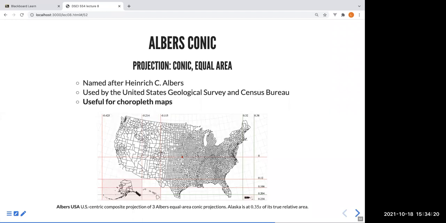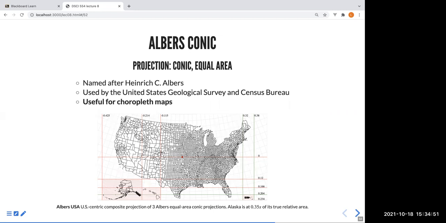One that is most used for choropleth is this one. Yeah, I think it's the Albers conic. So this is a conic projection. Albers is the inventor, and this one also is equal area. Now you see that this one is a little bit more complicated than the previous one.